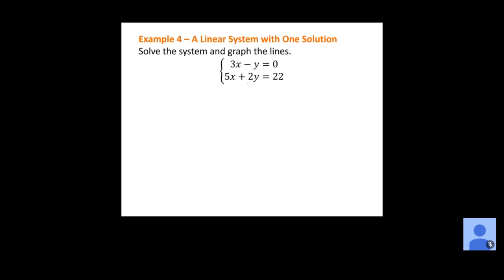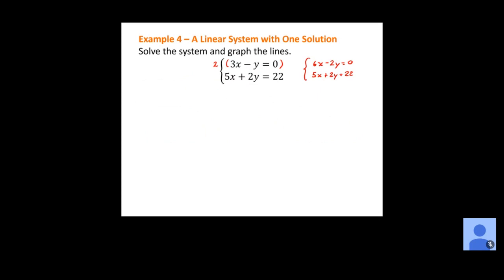So I'm looking here. I've got a positive 2y in my second equation. I've got a negative y in my first. If I want those terms to cancel out, I could just multiply this top equation by positive 2, because that would give me a negative 2y that would then cancel out the positive 2y in the other equation. If I distribute then, that's going to give us 6x minus 2y equals 0. And then our bottom equation, we're going to keep exactly the same, 5x plus 2y equals 22.